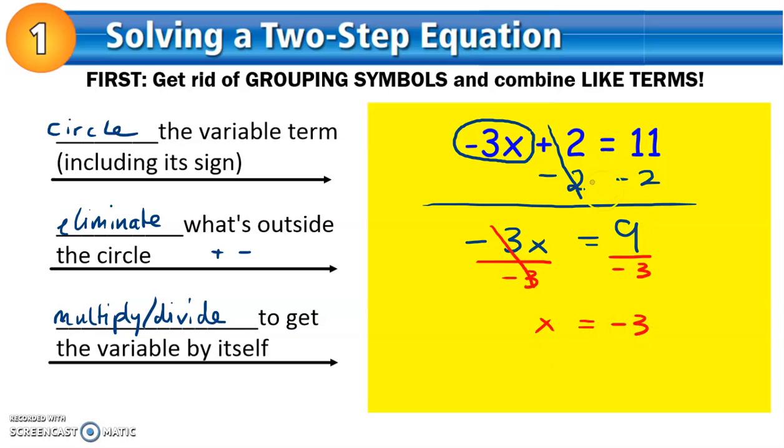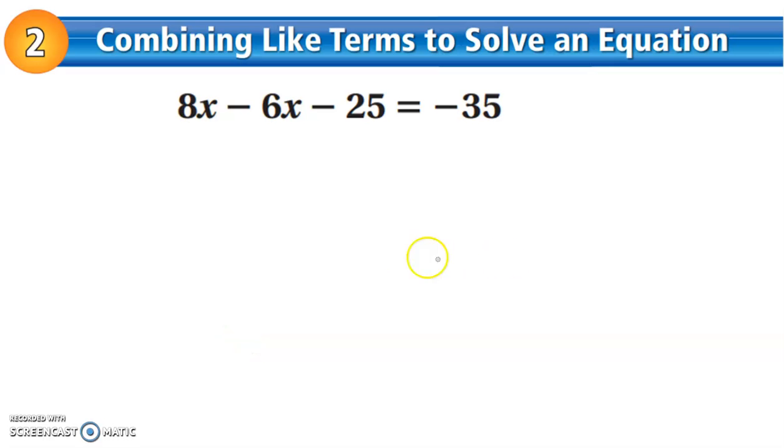You can always check this by plugging it back into the original. Say -3 times -3 plus 2. Does that equal 11? -3 times -3 is 9. Plus 2 is equal to 11. So that checks out.